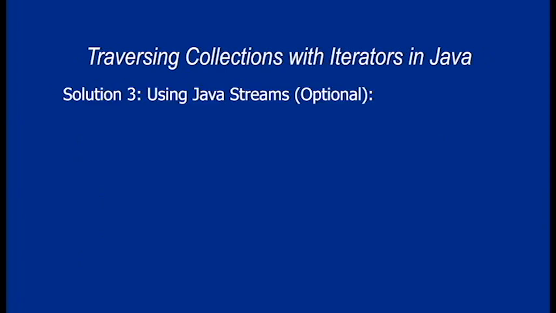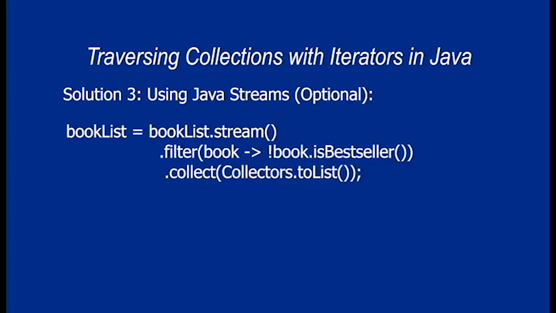Solution 3. Using Java streams, optional. For a more modern approach, you can also use Java streams. Streams provide a functional way to filter and modify collections in a single, concise operation. With streams, we can filter out the bestsellers and collect the remaining books into a new list. This approach is both safe and elegant.